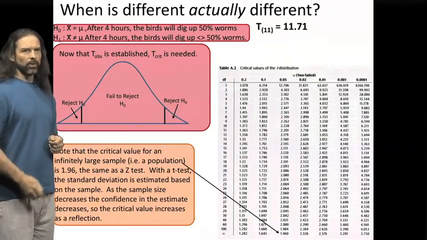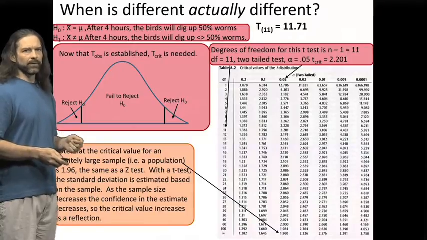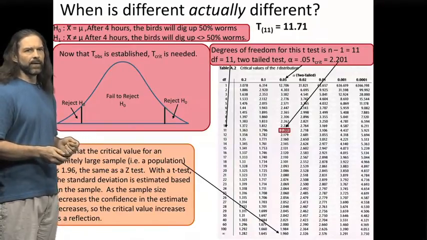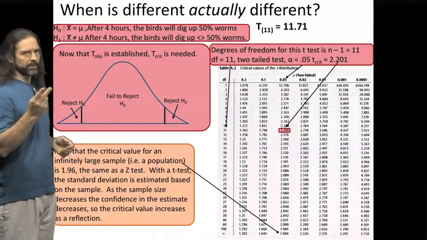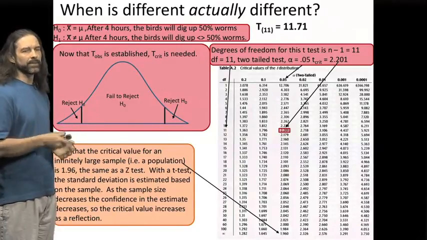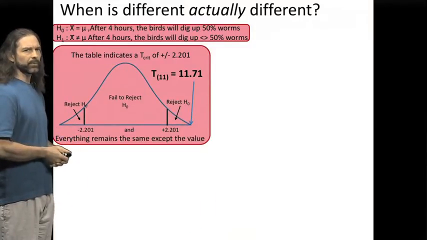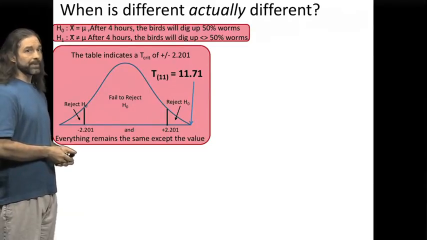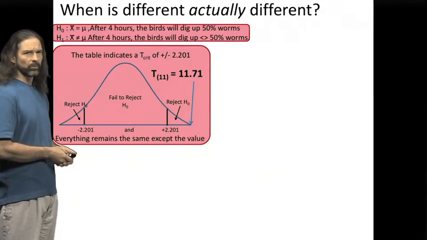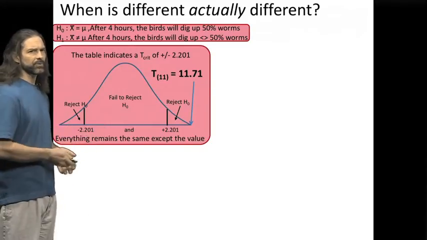significance. So in this case, once we look at our actual degrees of freedom of 11 with an alpha of 0.05, that's going to give us our critical value that you see here of, because it's two-tailed, plus and minus 2.201. So now we've got our critical region set at plus and minus 2.201. Our actual t-observed value with degrees of freedom of 11 was 11.71. That puts us solidly in the reject the null hypothesis region.